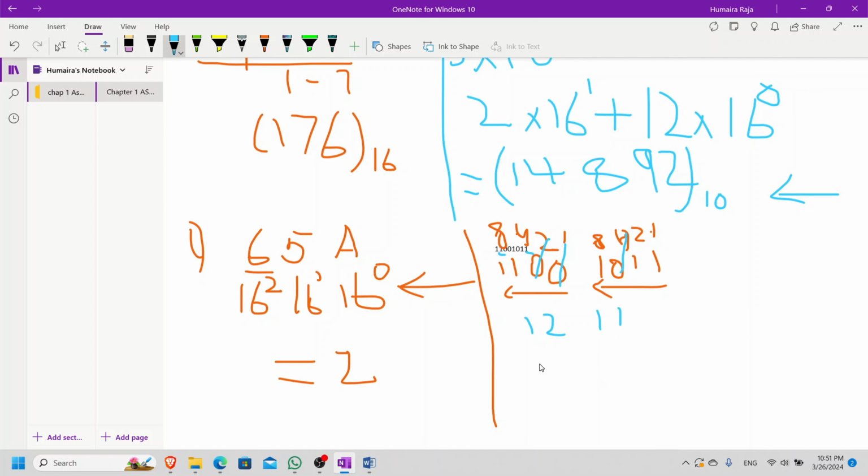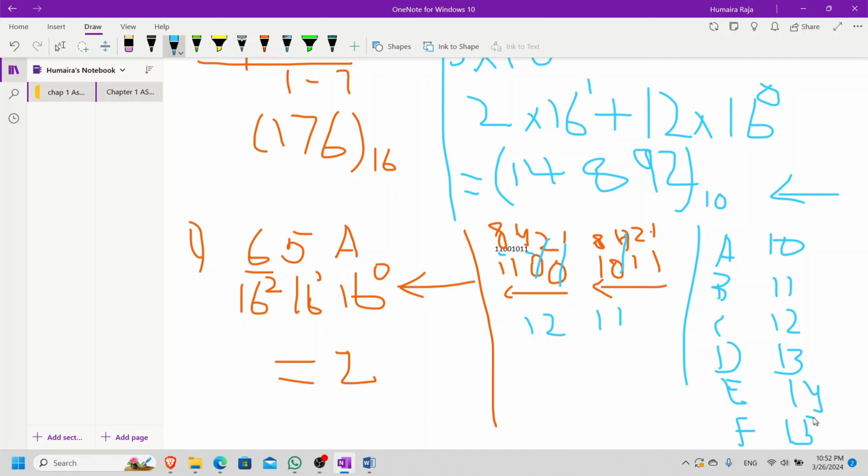As we have to write the answer in hexadecimal, when the digits are greater than 9, we don't write 12, 11 or 10. We have to write their equivalent values. For hexadecimal, let me rewrite the values. For A, it is 10. For B, it is 11. For C, it is 12. D is 13. E is 14. And for F, it is 15.